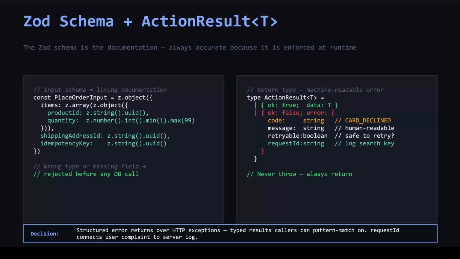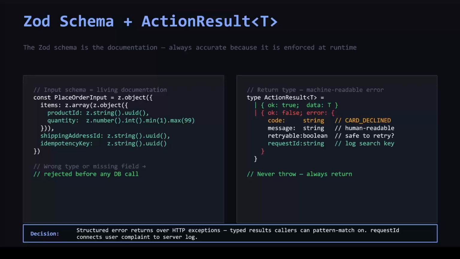The left side shows the Zod schema for place order input: an items array with product ID and quantity, both typed and constrained. Shipping address ID as a UUID, idempotency key as a UUID. The key insight is the comment at the bottom: wrong type or missing field, rejected before any DB call. The schema is the documentation.